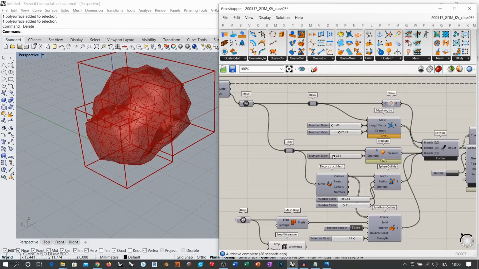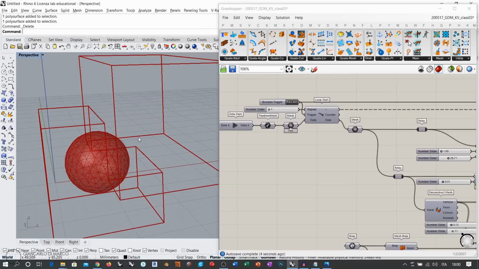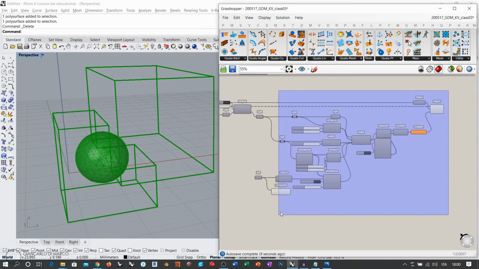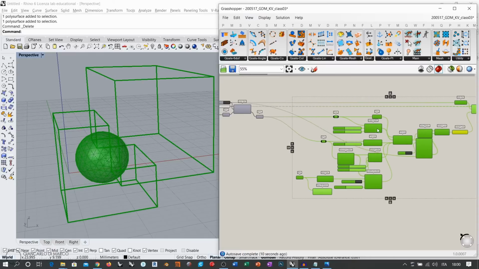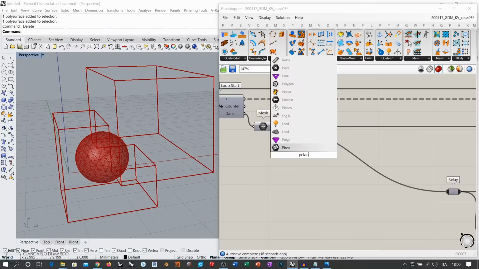So let's go back and stop everything. So we are back to our original mesh, and let's introduce the half-edge representation inside the loop this time. Okay, so we have the mesh getting inside the loop. We want to convert it once again into a Plankton mesh.